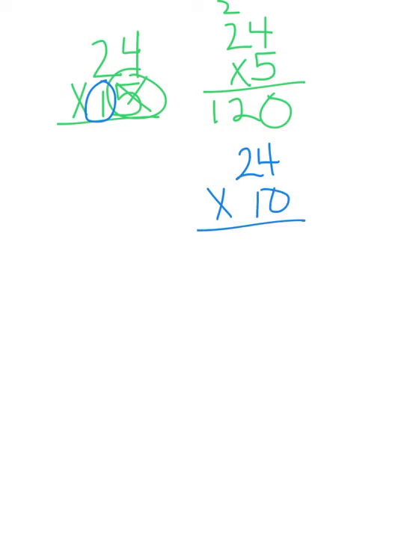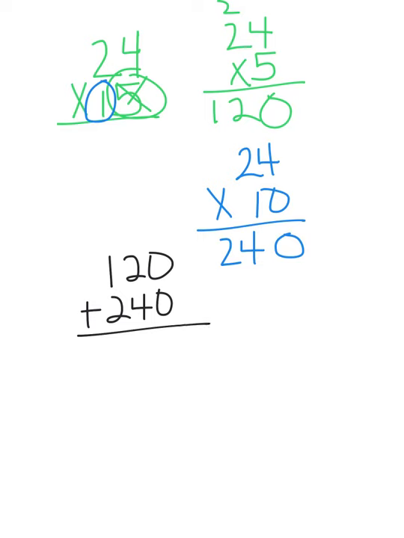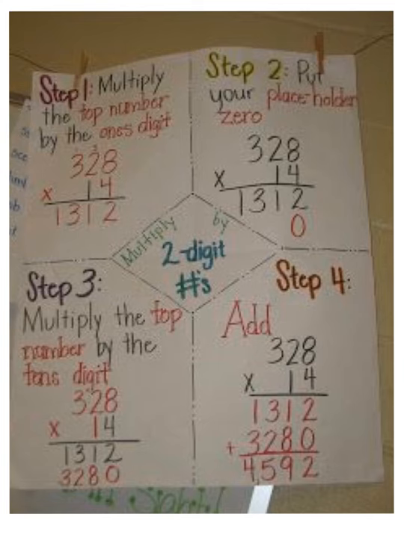And we know that any number multiplied by 10 simply ends in a 0, and our first factor becomes part of our answer. So now we have 120 as our first answer, plus 240 as our second answer. 0 plus 0 is 0, 4 plus 2 is 6, 2 plus 1 is 3, so our total answer is going to be 360.